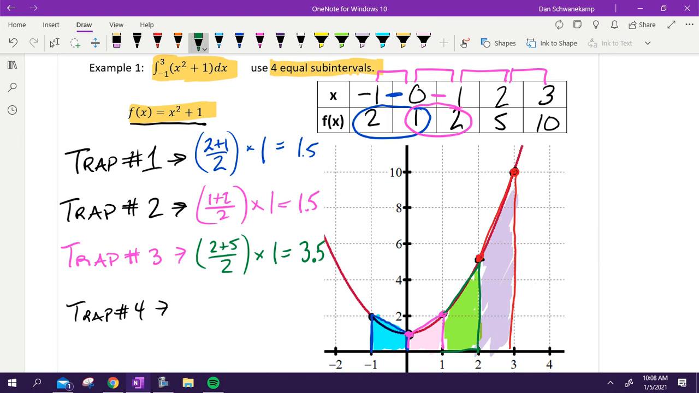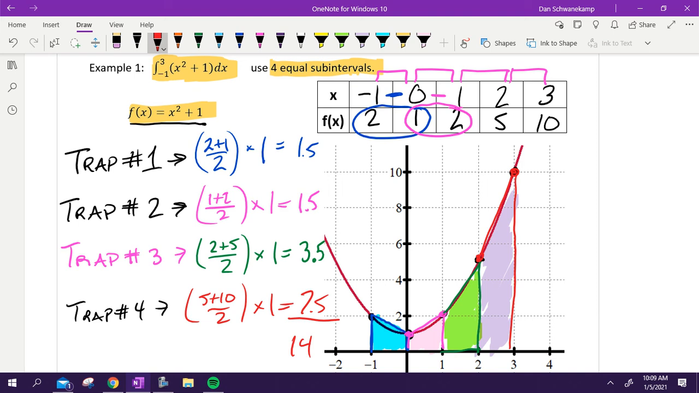So he's taking 5 and 10, he said. 5 plus 10, what do you need to do with them? Divide by 2 and multiply by the width, which is 1. 15, 7.5. We take all those, we add them together, we get 14. Okay, I add them all together, you can do it.